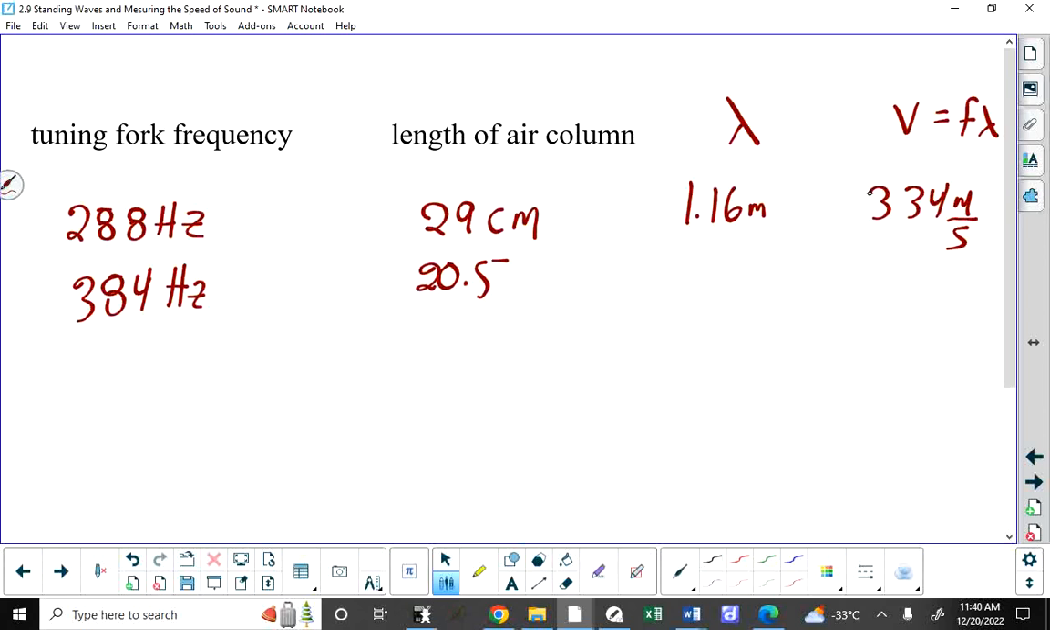We did 288, we did 384. No, let's do 320. So this is going to be 320. You can record 320 in your table next.